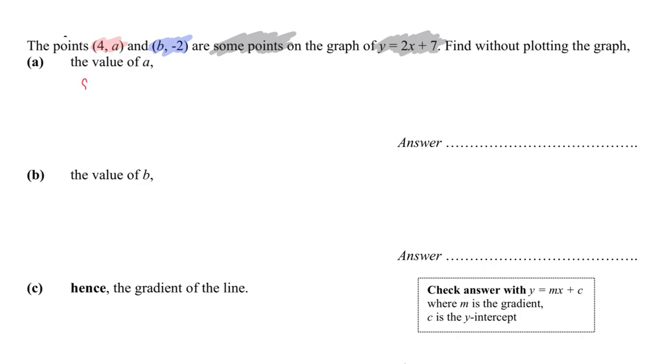I'm going to substitute (4, a) into y equals 2x plus 7. And when I say substitute, my x will be 4, my a will be y. So I will no longer write y, I will write it as a equals 2 times 4 plus 7. And from here, I will be able to get my value of a, 15.